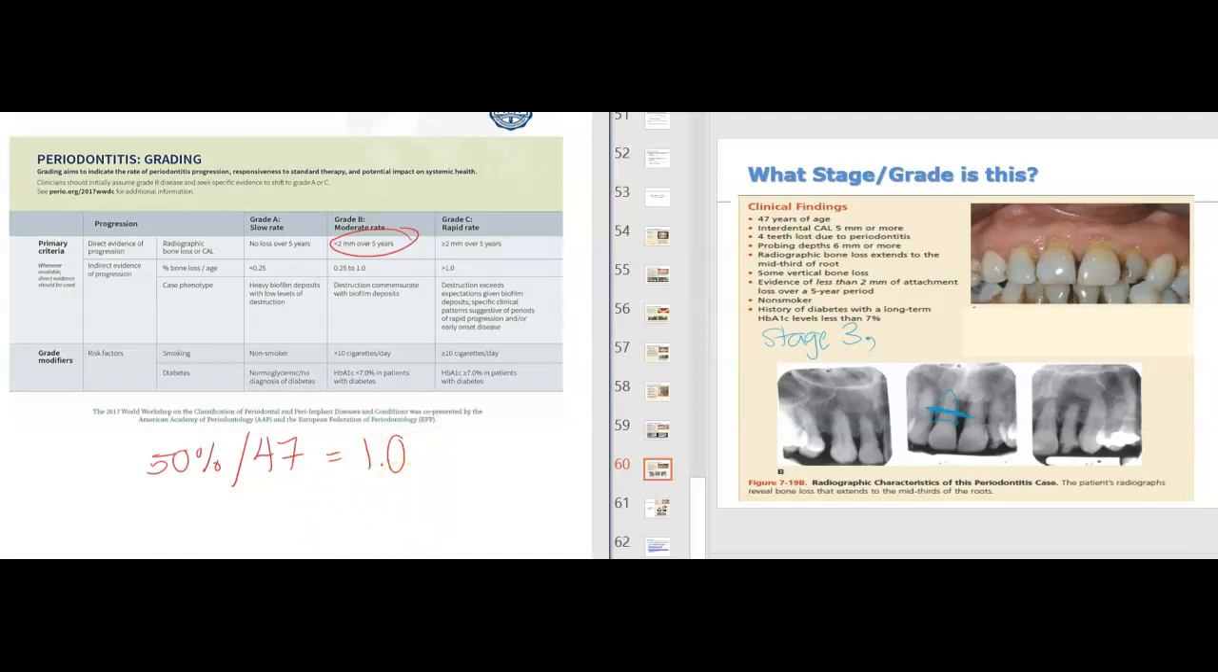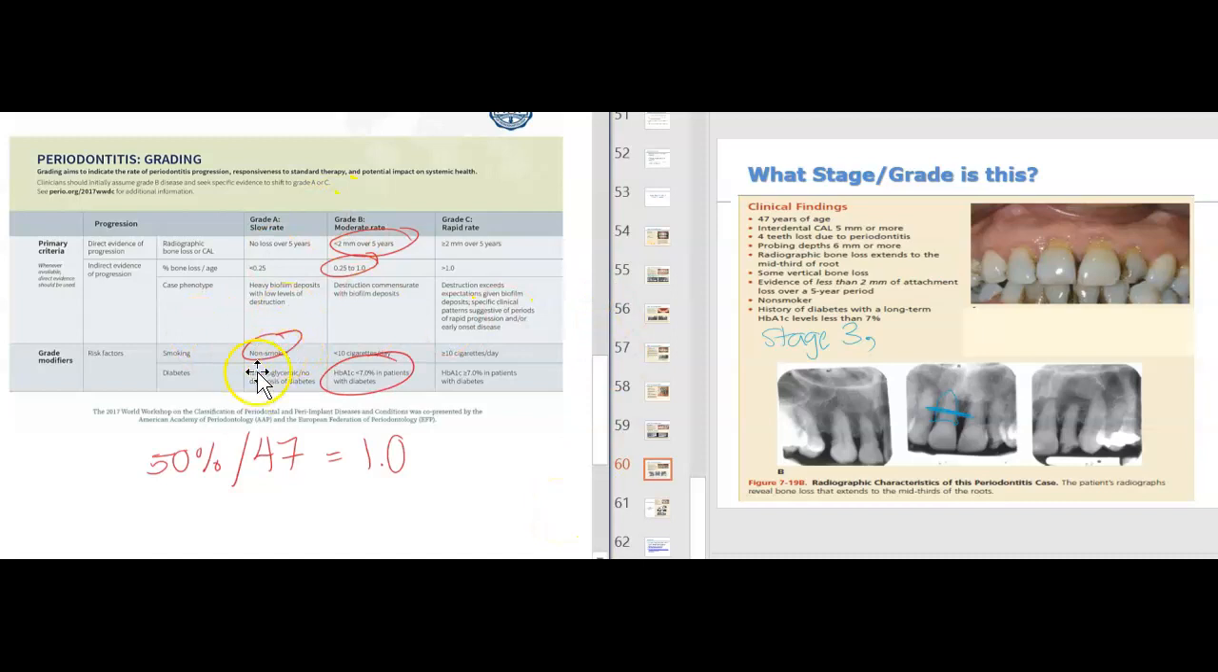So that falls under this category. It's right towards the end of that category, actually. So 1.0. Okay. He is not a smoker, so we're going to circle that. He has a history of diabetes, so we're going to circle this.